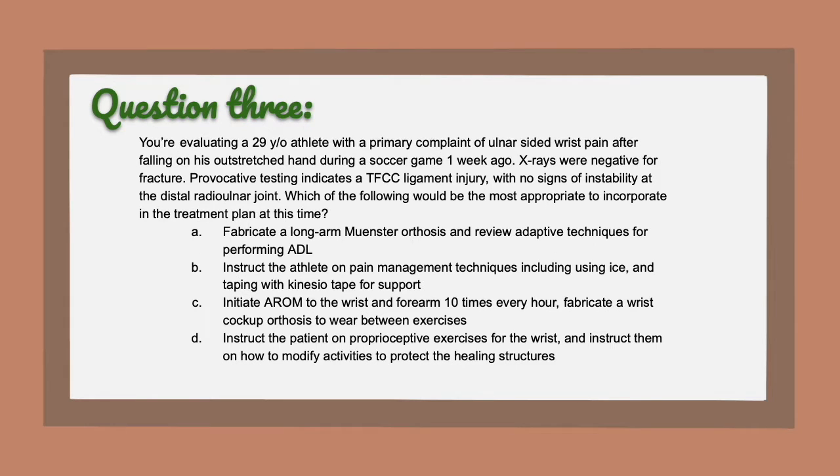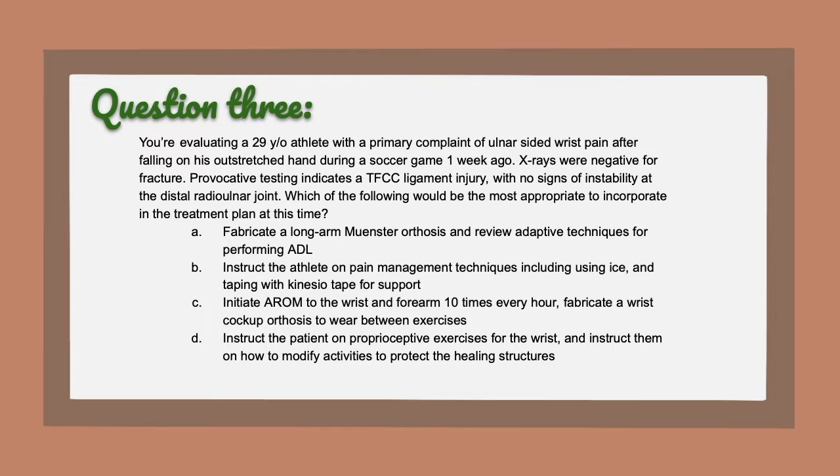Question 3. You are evaluating a 29-year-old athlete with a primary complaint of ulnar-sided wrist pain after falling on his outstretched hand during his soccer game 1 week ago. X-rays were negative for fracture. Provocative testing indicates a TFCC ligament injury with no signs of instability at the distal radio-ulnar joint. Which of the following would be the most appropriate to incorporate in the treatment plan at this time?